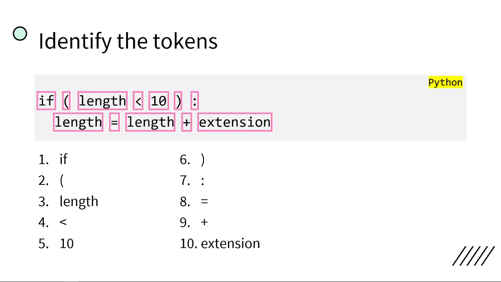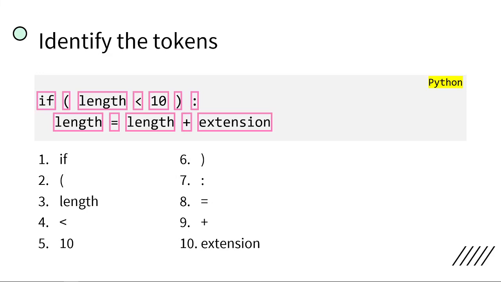Okay? So is this clear, everyone? So these are the tokens of this source code. Questions? None? Okay.